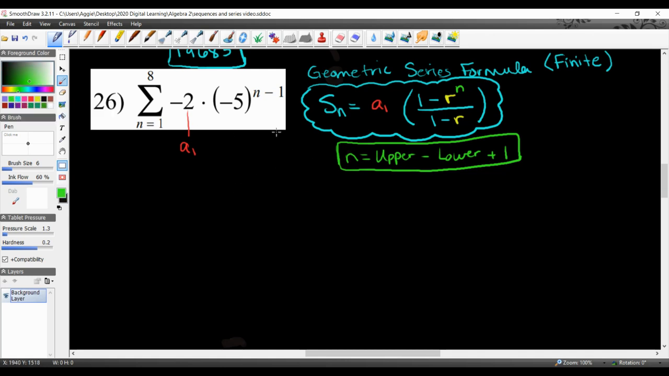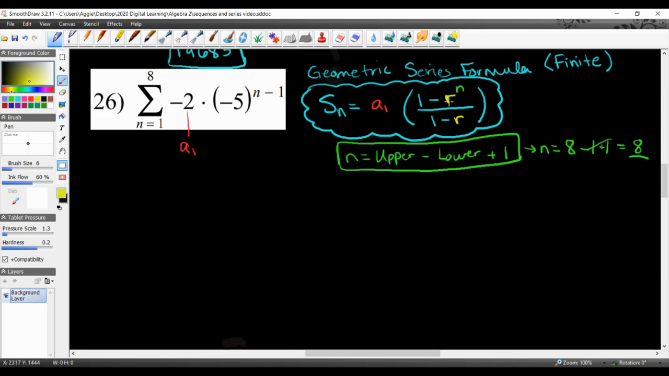N in this case, let's calculate that real quick. So n is going to be the top number, 8, minus the lower number, -1, plus 1, which is just 8. So there are a total of 8 terms in this series, okay? And R, we don't have to calculate.